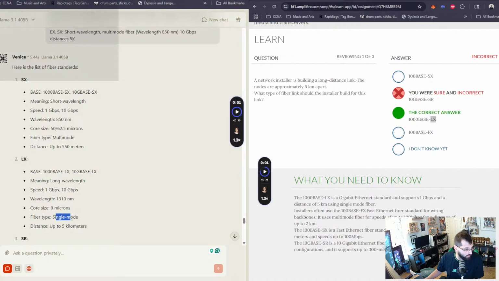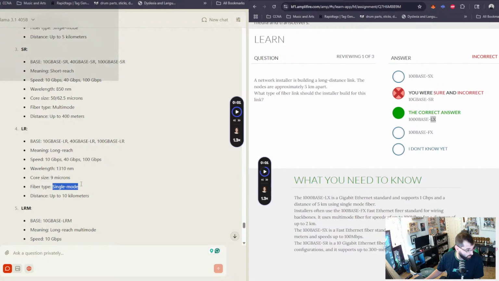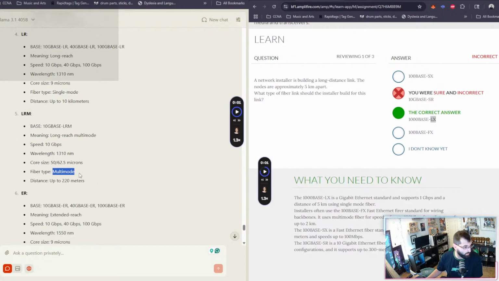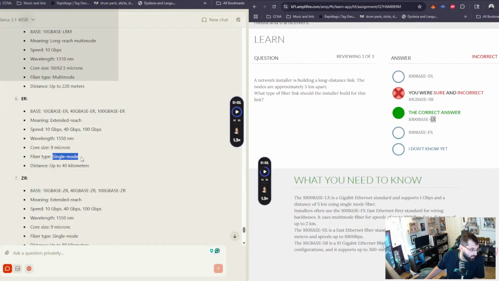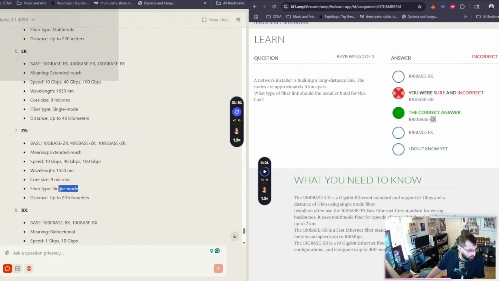Multi-mode, yes. LX, got it. Multi-mode, yes. Again with the long, single mode. Long reach multi-mode. So that one's a special case, but it literally says it in its name. Single mode is extended, so we have an extended. It may not say L, but it has the word extended in there. Not to be confused with this one, but it also has multi-mode in it as well. Okay, single mode, we have extended. Wow, that is crazy.